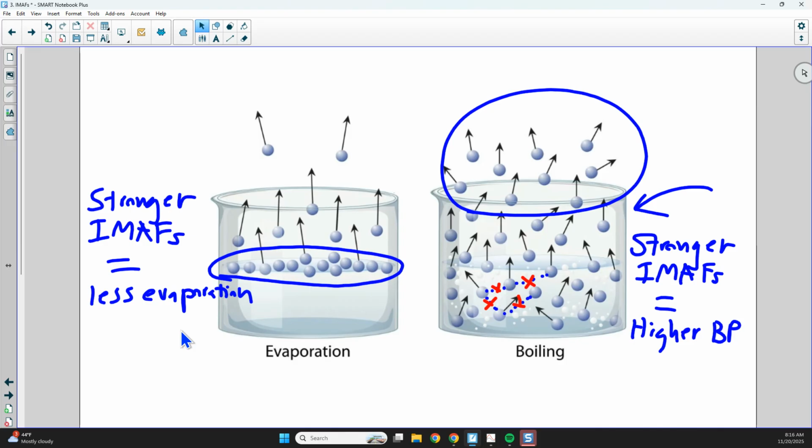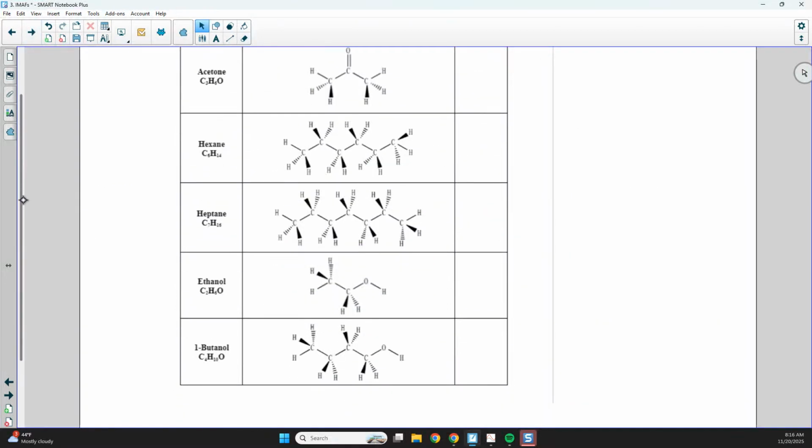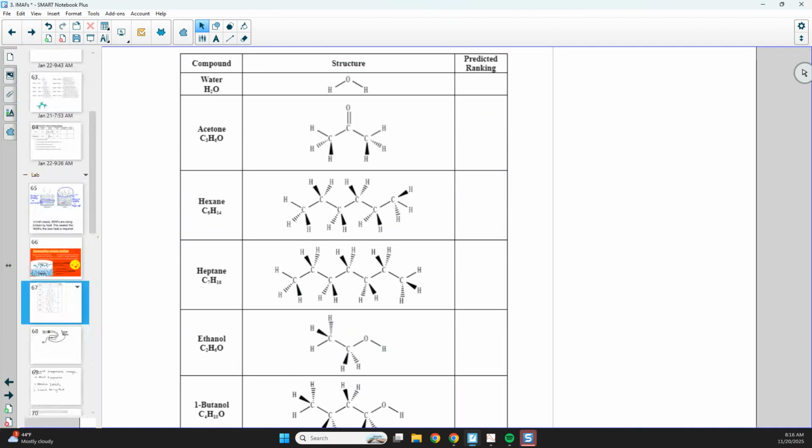We're going to look at 6 different liquids: acetone, hexane, heptane, ethanol, and butanol. Hopefully you've made some predictions about which ones of these liquids are going to have the strongest IMAFs.